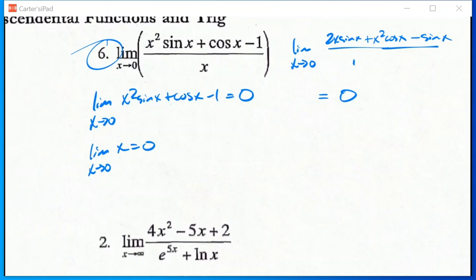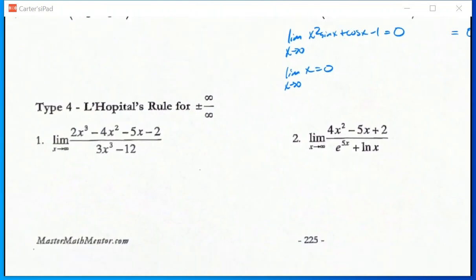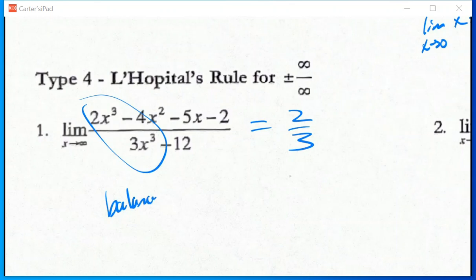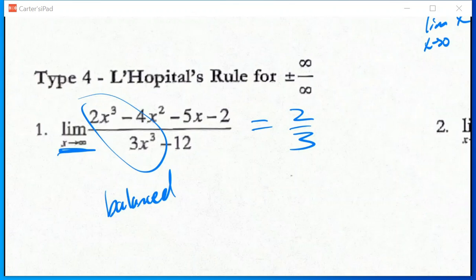Okay. Last couple things, and then we're donezo. You should not need to use it for infinity over infinity, like I mentioned earlier, but just to illustrate it here. What is the limit here for number 1 in type 4? 2/3, yes. L'Hopital's rule will work, just there's no need. It's balanced degree, so you just reduce the coefficients. They're both x cubed. This is because we're approaching infinity. So we need to be approaching infinity to do this. But that's the only time you're really going to get infinity over infinity with L'Hopital's.